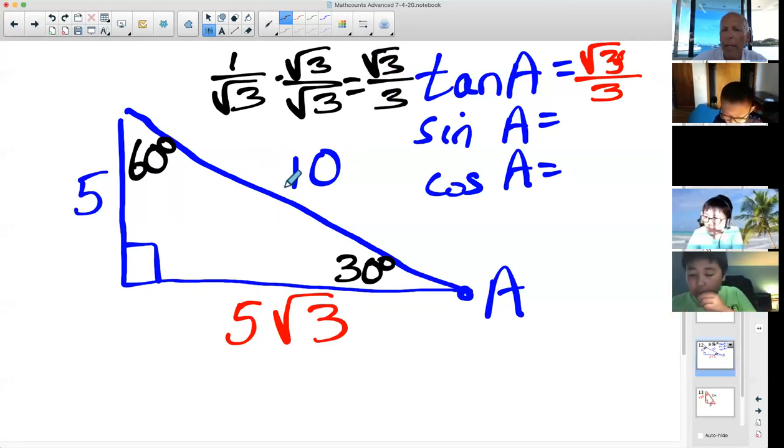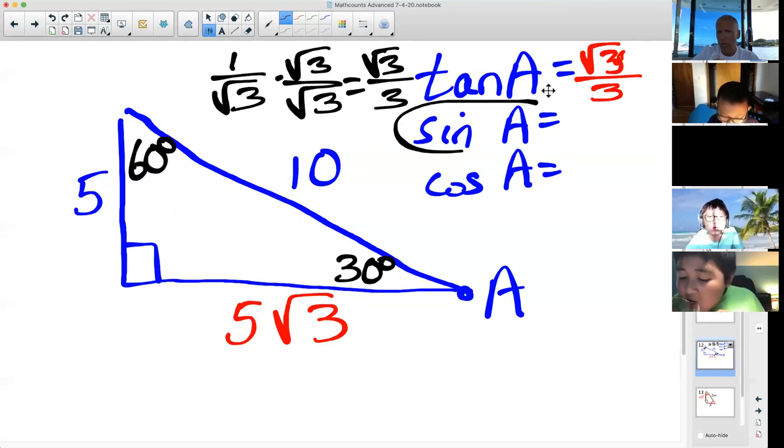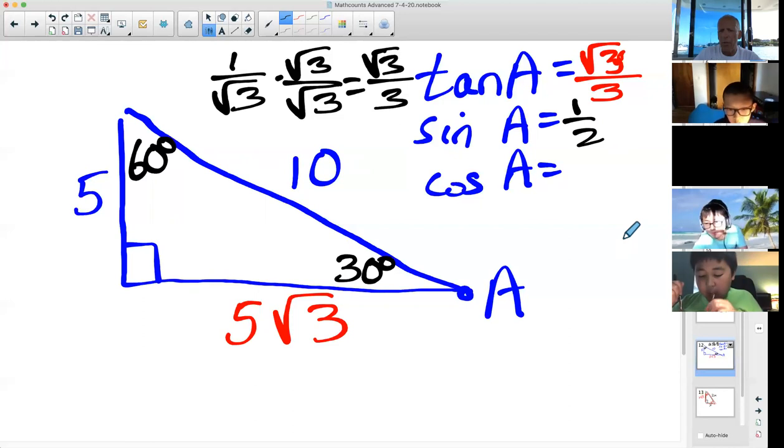over 3. Now, the sine of A is the easiest, right? That's what, guys? Half. Andreas, what'd you get for that? Sine of A? Sine of A, my friend. 1/2. Absolutely. Now, the cosine of A is a little more tricky, and I'm going to ask Audrey for that one.